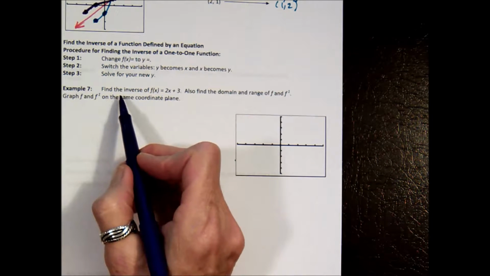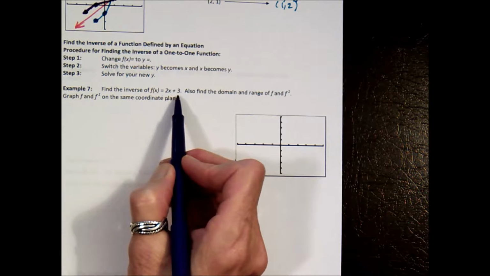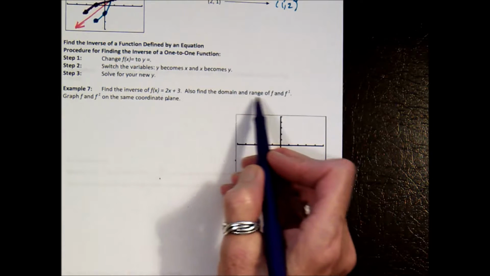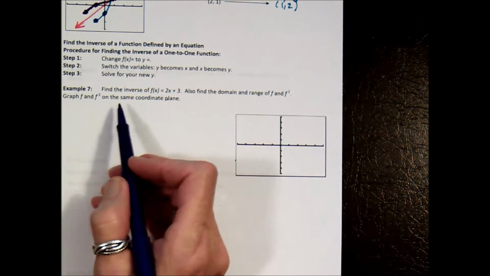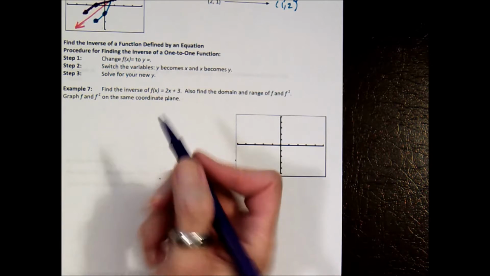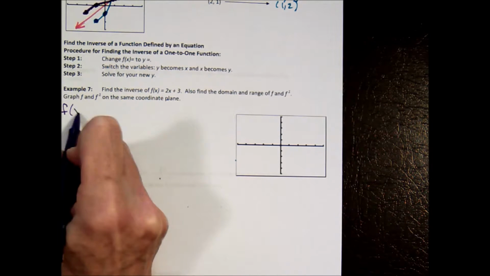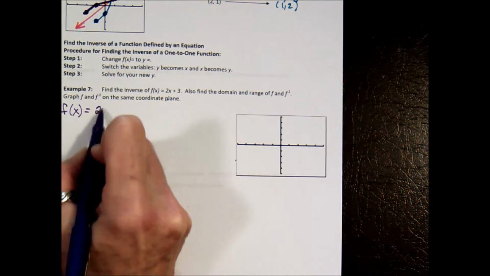So let's just do one. It'll be easier to see if we just jump in and do it. So we have the function f of x equals 2x plus 3. We are supposed to find the inverse and then find the domain and range of both of them and then graph both of them on the same coordinate plane. So let's start with f of x equals 2x plus 3.